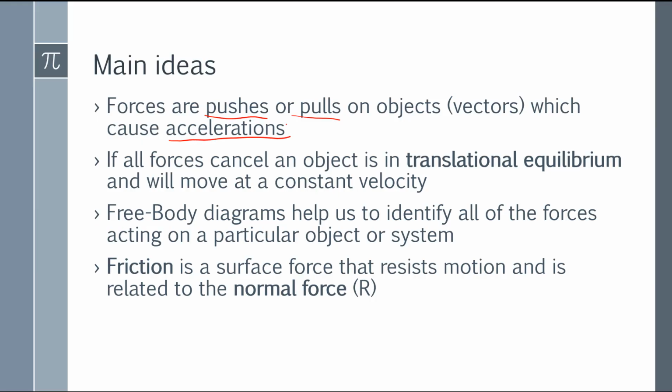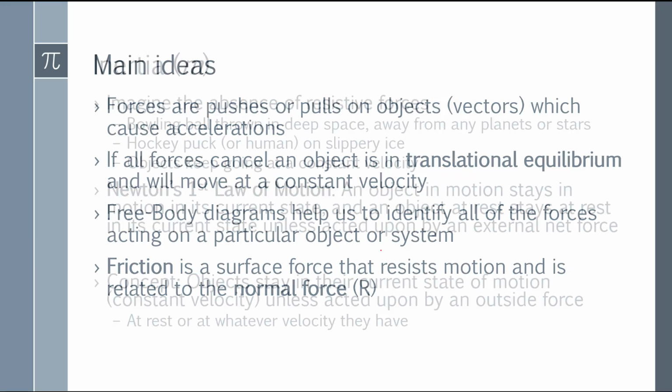If there is no net force on an object, that is, if the forces cancel, the object is in translational equilibrium and it will not accelerate; it goes at a constant velocity. We can use free body diagrams, which are diagrams of all the forces acting on an object, to figure out the forces that are acting on an object and to figure out how an object will accelerate. And we also can discuss a few individual forces.